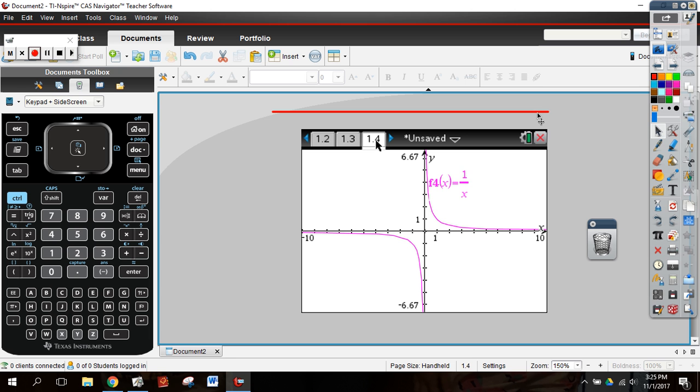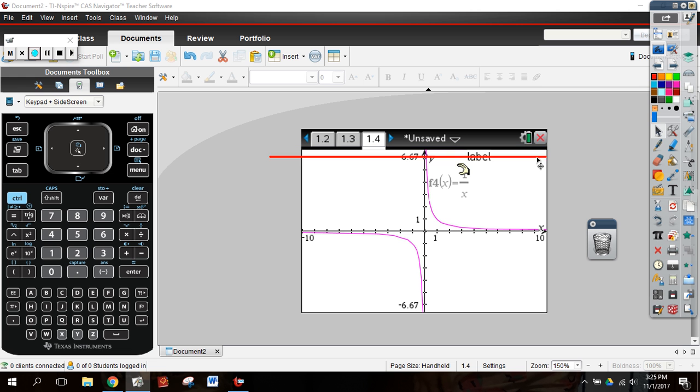Okay, so here's the graph, 1 over x. This is our graph right here. This is our function. So if we pass this over, this one is a little bit hard to see. And it might help if we bring the table up to see this one.